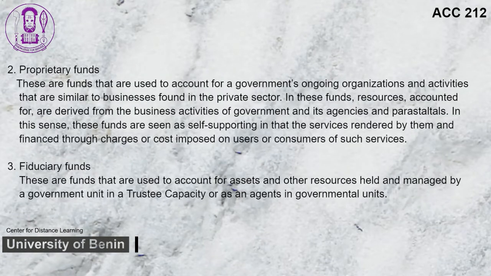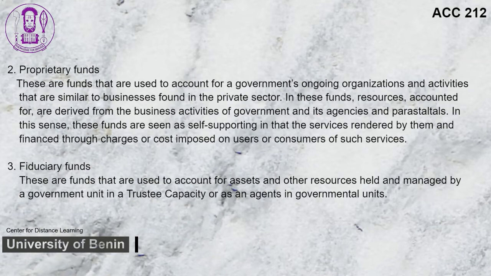2. Proprietary funds. These are funds that are used to account for a government's ongoing organizations and activities that are similar to businesses found in the private sector. In these funds, resources accounted for are derived from the business activities of the government and its agencies and parastatals. In this sense, these funds are seen as self-supporting in that the services rendered by them are financed through charges or costs imposed on users or consumers of such services.